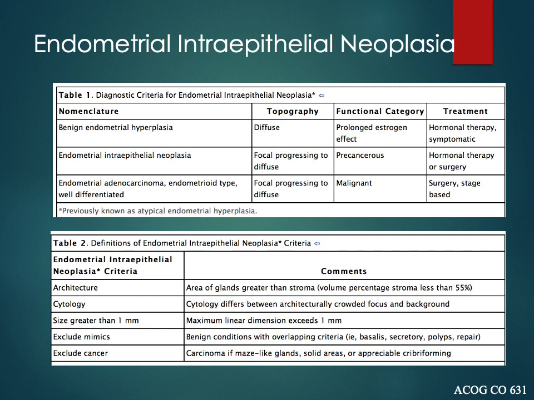Then you have your EIN, which you can think of as complex atypical hyperplasia, what it used to be described as. Down there in the second box on this slide, there are specific criteria for EIN, which I'm not going to go into. And then beyond that is your endometrial adenocarcinoma with back-to-back glands and the findings that you see with the actual carcinoma.